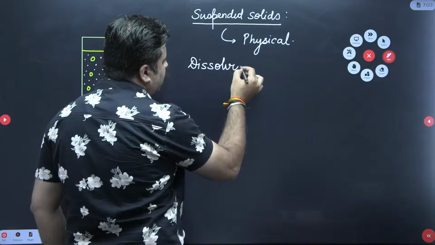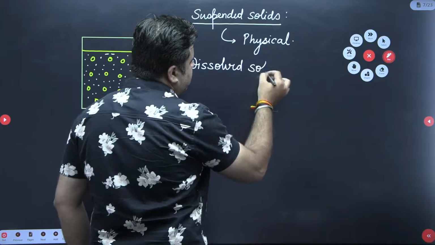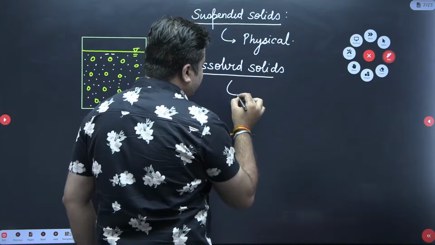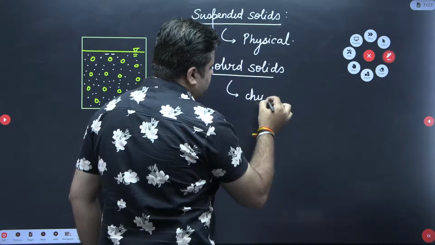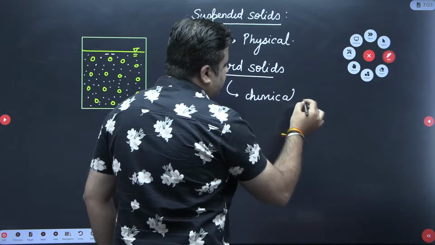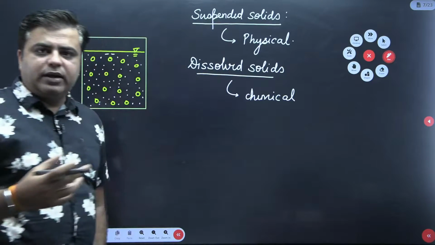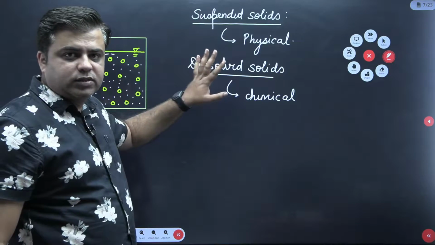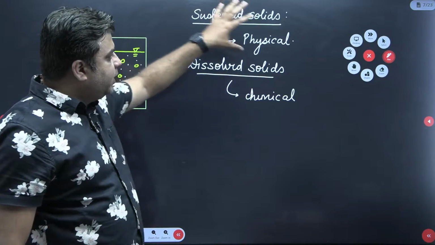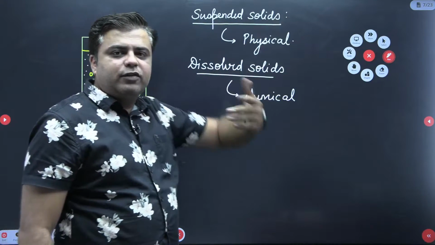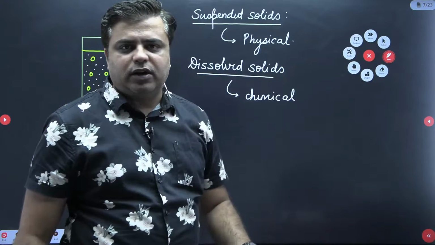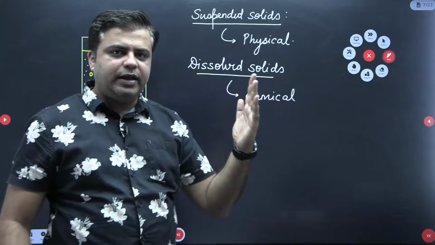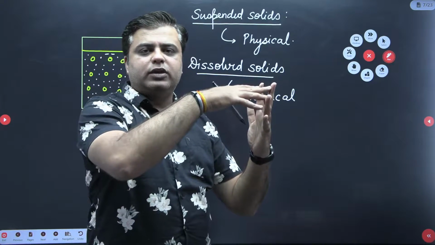Dissolved solids will be removed by chemical methods. Means we will conduct a chemical reaction, and using those chemical reactions we will remove the dissolved solids. Suspended solids will be removed by physical methods. One of the physical methods is settling of the solids. The second physical method is you provide some screen, and you allow the water to flow through that screen.